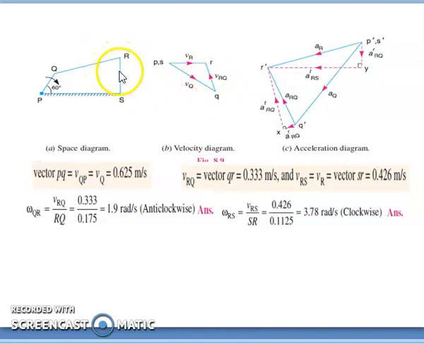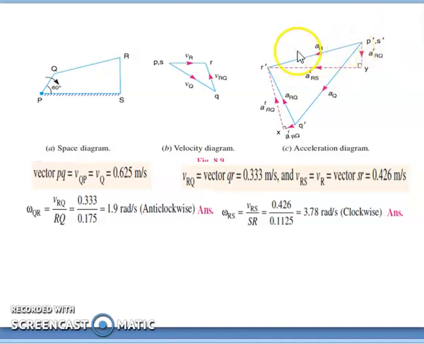Since R is going to rotate with respect to S, the acceleration radial component will be directed downwards. This is the radial component of R with respect to S. Then if you draw a perpendicular line to the link RS, you get the tangential line. These two lines, the line from X and the line from Y, will intersect at a point. That point is marked as R dash.